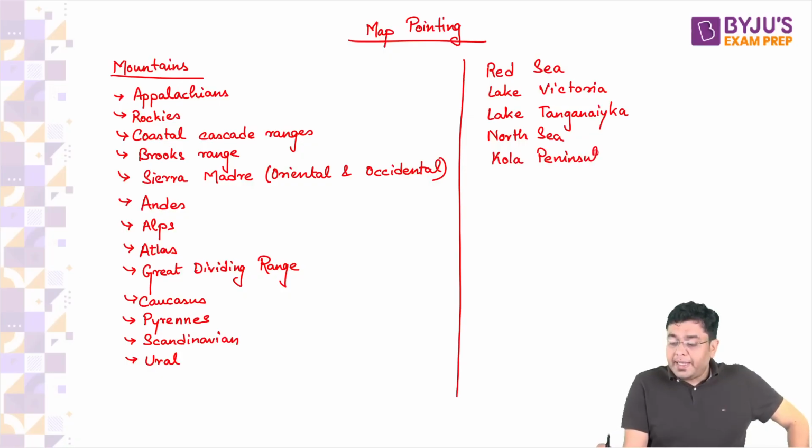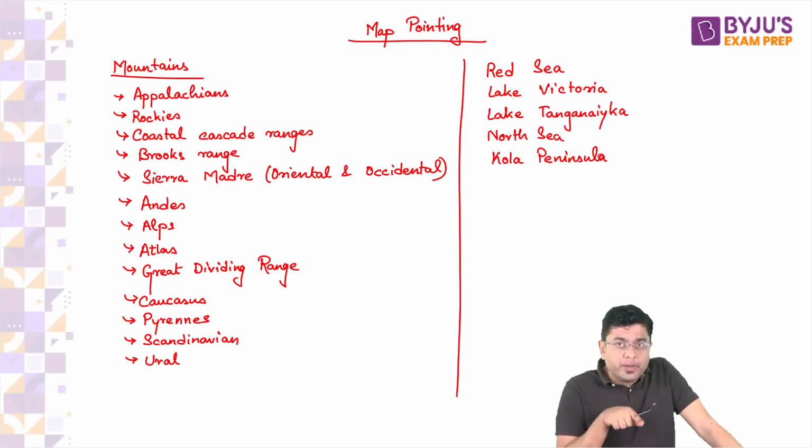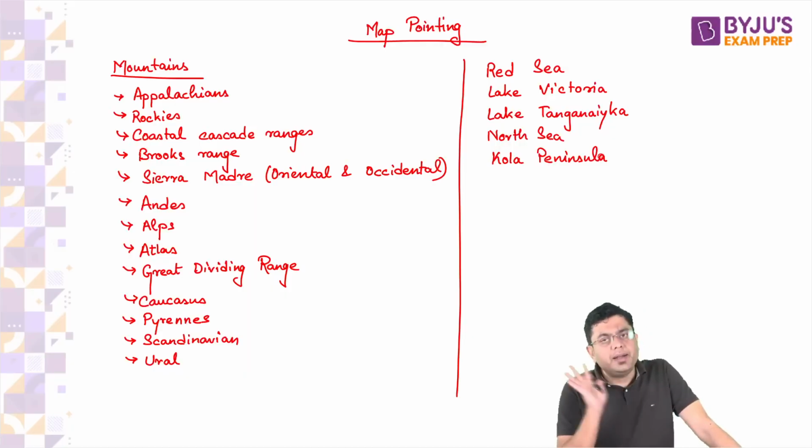When I tell you to take a look at these portions in the map, I don't want you to behave like a class 6 student. I expect some amount of maturity. A class 6 student would type this on the system, find it, and be happy thereafter. I want you to take a look at the location.